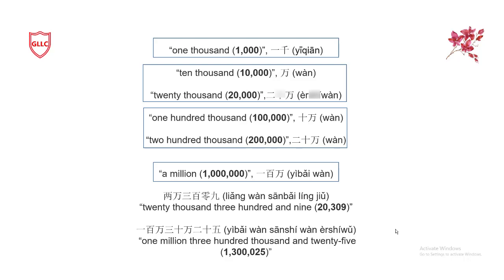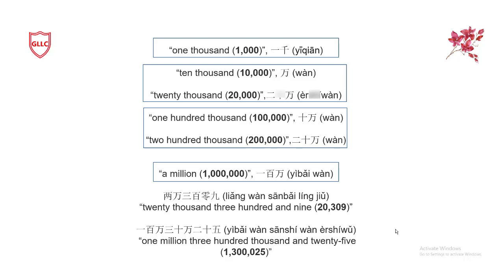100,000? How are we gonna pronounce 100,000? It will be shíwàn. It means 10 times 10,000. And if I want to say 200,000, that will be èrshíwàn. Next, in the same way, 300,000, 400,000, 500,000, 600,000, 700,000, 800,000, 900,000.